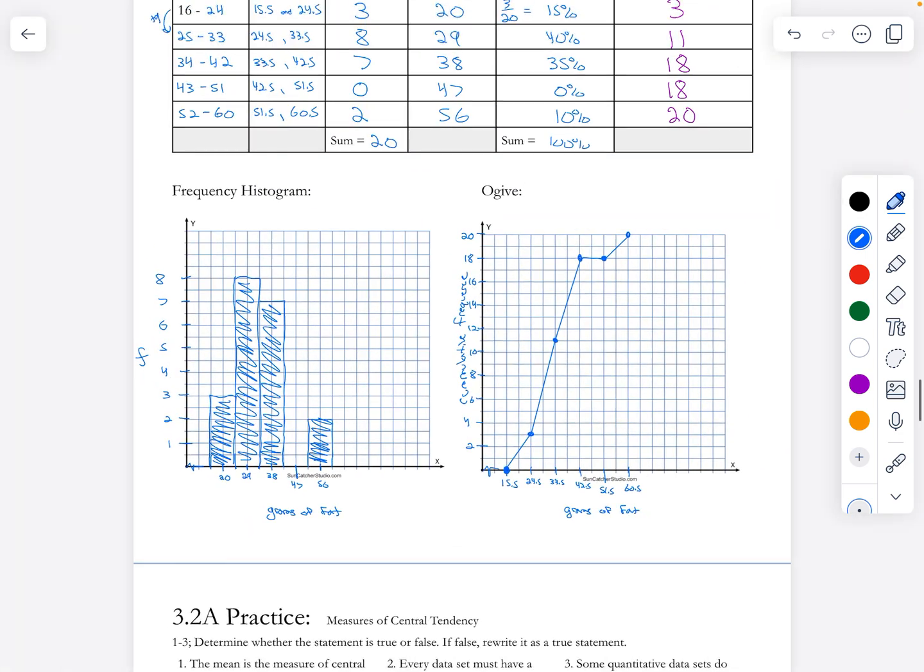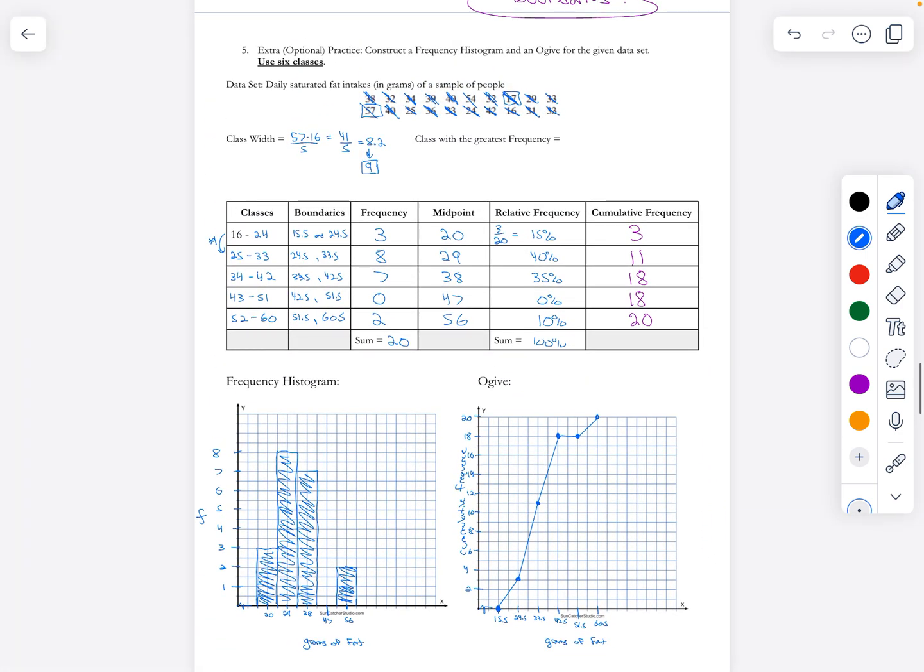All right, so hopefully this video helped you gain confidence in building a frequency distribution table, finding midpoints, relative frequencies, cumulative frequencies, and then building these two graphs.